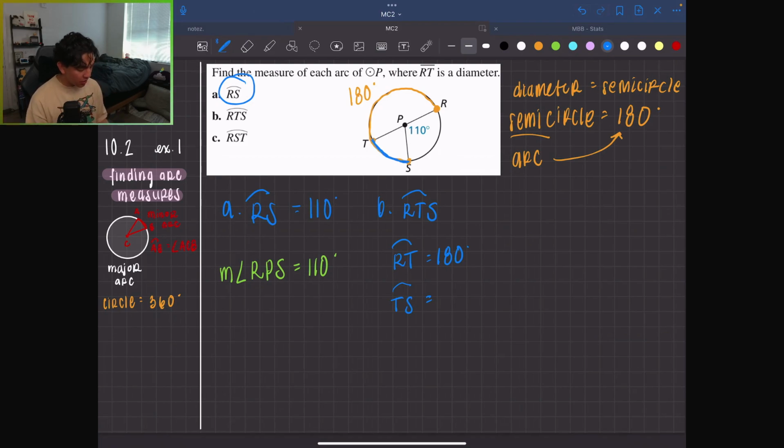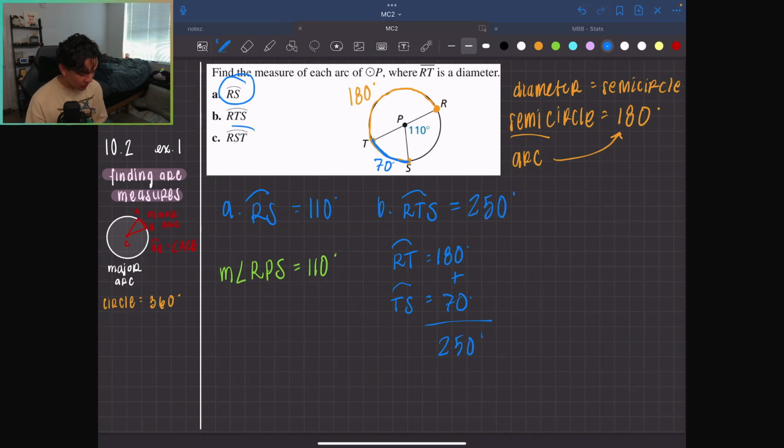Well, since we know that RT is going to be 180 degrees, so all of this is 180 degrees. If we are accounting for 110 of that, how much do we need in order to get to 180? That is going to be 70 degrees. So from R to T to S, let me put 70 degrees there, we're going to have 180 plus 70, and 180 plus 70 is going to give us 250 degrees. So the measure of arc RTS is 250 degrees.